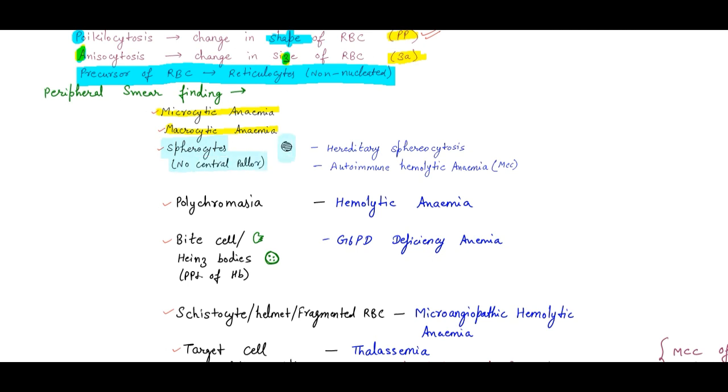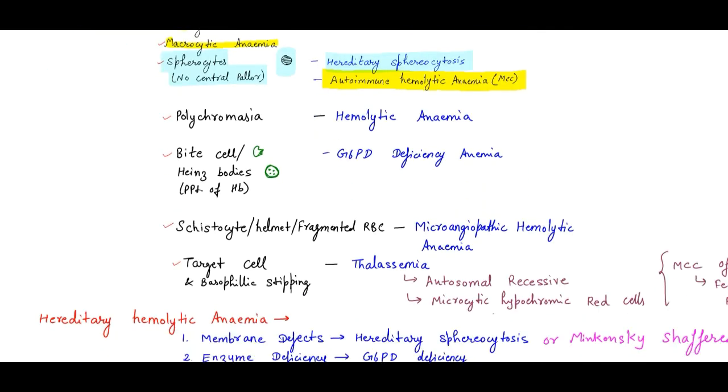So remember, this is the spherocytes. Spherocytes, with no central pallor, are seen in hereditary spherocytosis. We will discuss what hereditary spherocytosis is. It is also seen in autoimmune hemolytic anemia, which is the most common cause of spherocytosis. So in autoimmune hemolytic anemia and hereditary spherocytosis, we will see spherocytes.